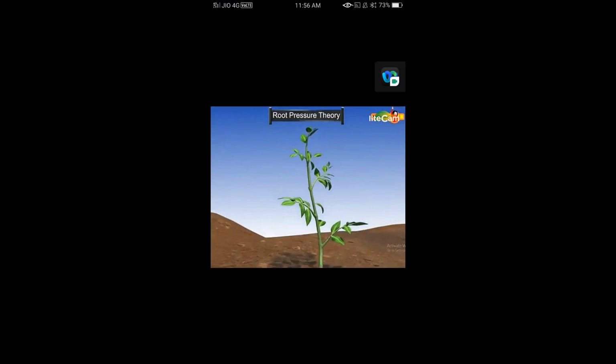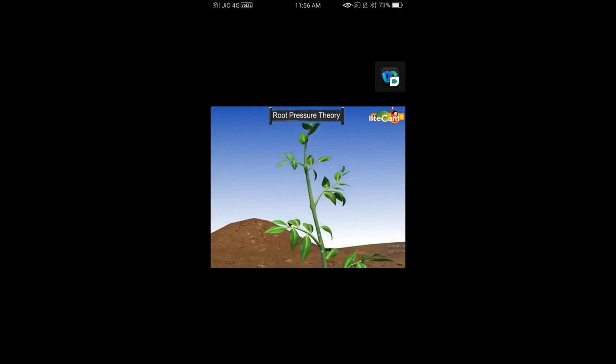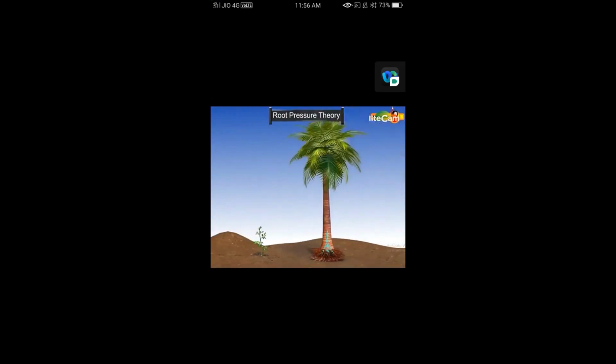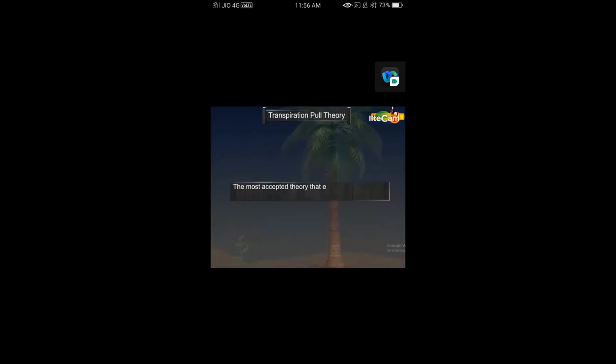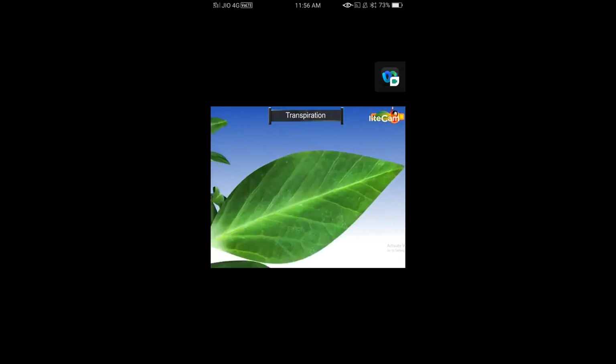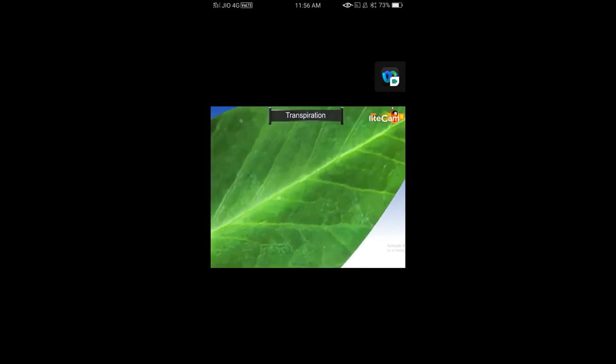Because of the continuous movement of water, when there is no transpiration, the water is accumulated in the xylem. Because of this accumulation in the xylem, it creates a pressure which is called the root pressure. And then the most accepted theory that explains the ascent of sap in all types of plants is the transpiration pull theory. So you can see how the transpiration takes place and the transpiration pull takes place.